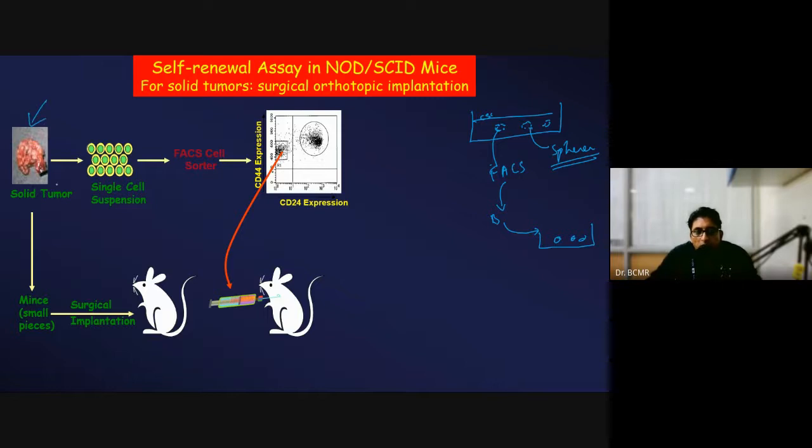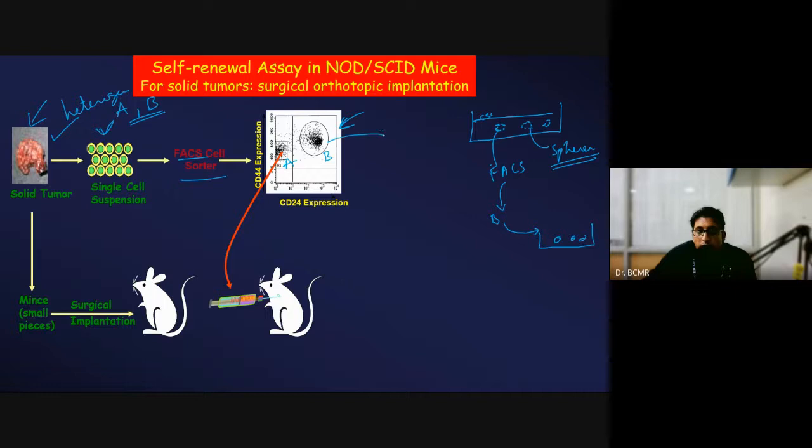A tumor sample is given, and that is made into a single cell suspension, and then FACS, cell sorting, and then we can read based on the cytogram or the graph that we get. Here we are seeing two different cell types, A and B. Okay, so the first thing we know is that the tumor that we got is heterogeneous. So it has, for example, A and B cell types. We don't know which of them is a cancer stem cell and which of them is not.